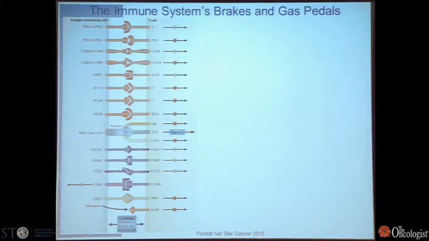CTLA-4 is one of them. PD-1 is another. So there are positive and negative signals in the activation, and these will dictate whether the T cell is going to be activated or not. This group of molecules, called immune checkpoint molecules, is becoming very important. We already had one, ipilimumab, that was approved. In fact, pharmaceutical companies are very interested, and a solid arrow indicates how far pharmaceutical companies have developed antibodies against these proteins.